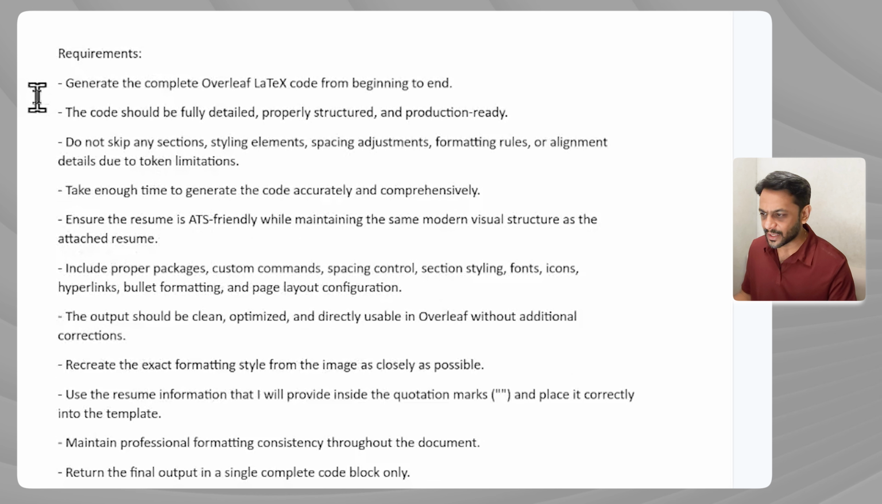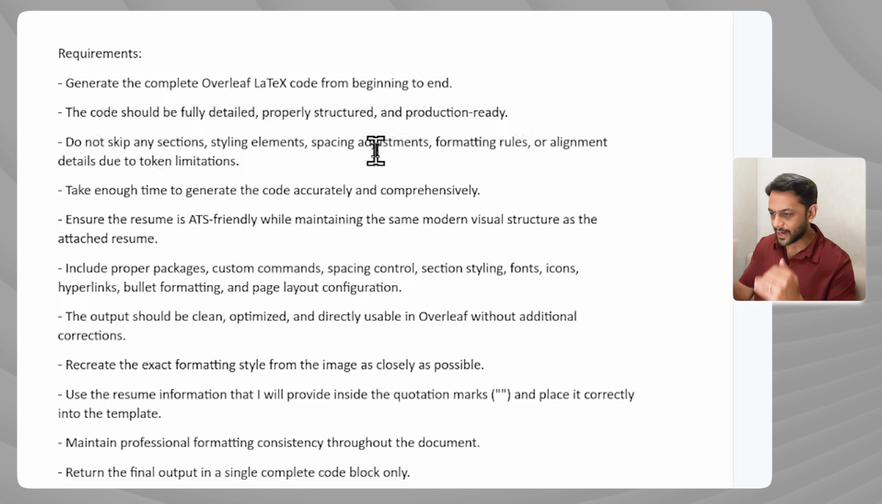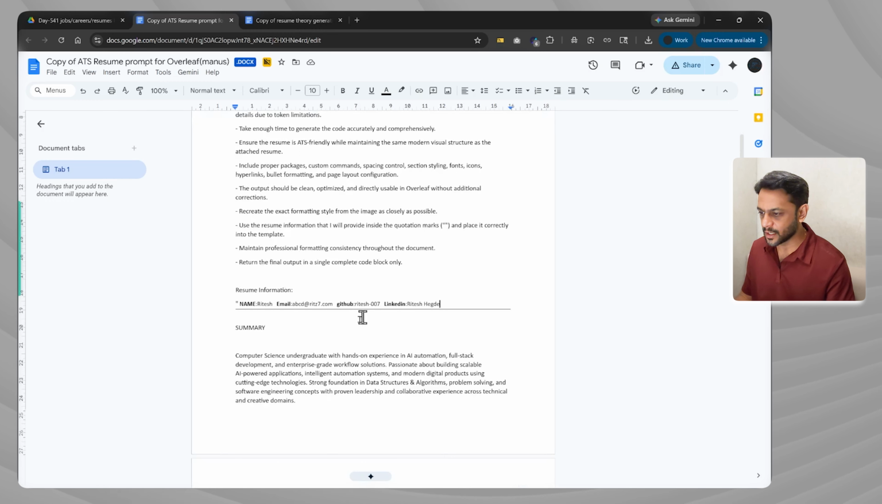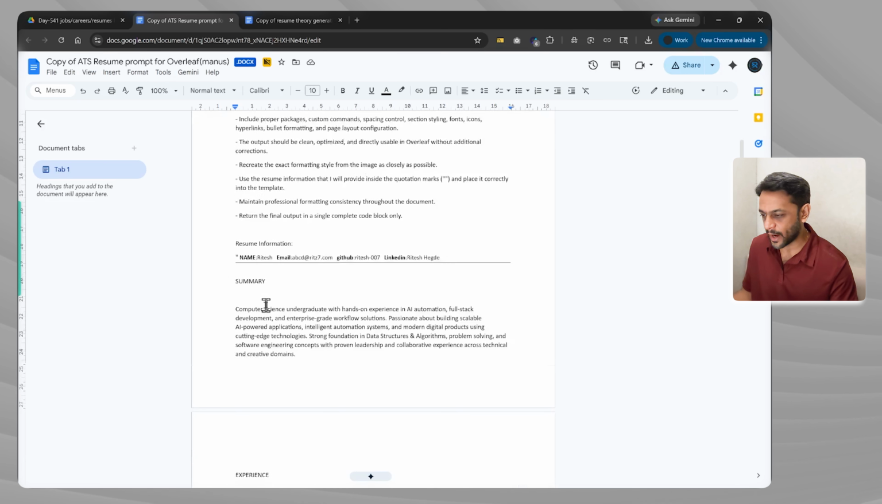Okay. And then we'll give some requirements, generate the complete Overleaf LaTeX code from beginning to end. The code should be fully detailed, properly structured, and production ready, and a lot more details, right? And then we will give resume information. What is the name? What is the email address? So we have few more details, and then we give the resume information like name, email address, GitHub, LinkedIn, whatever you want to add, you can add that.